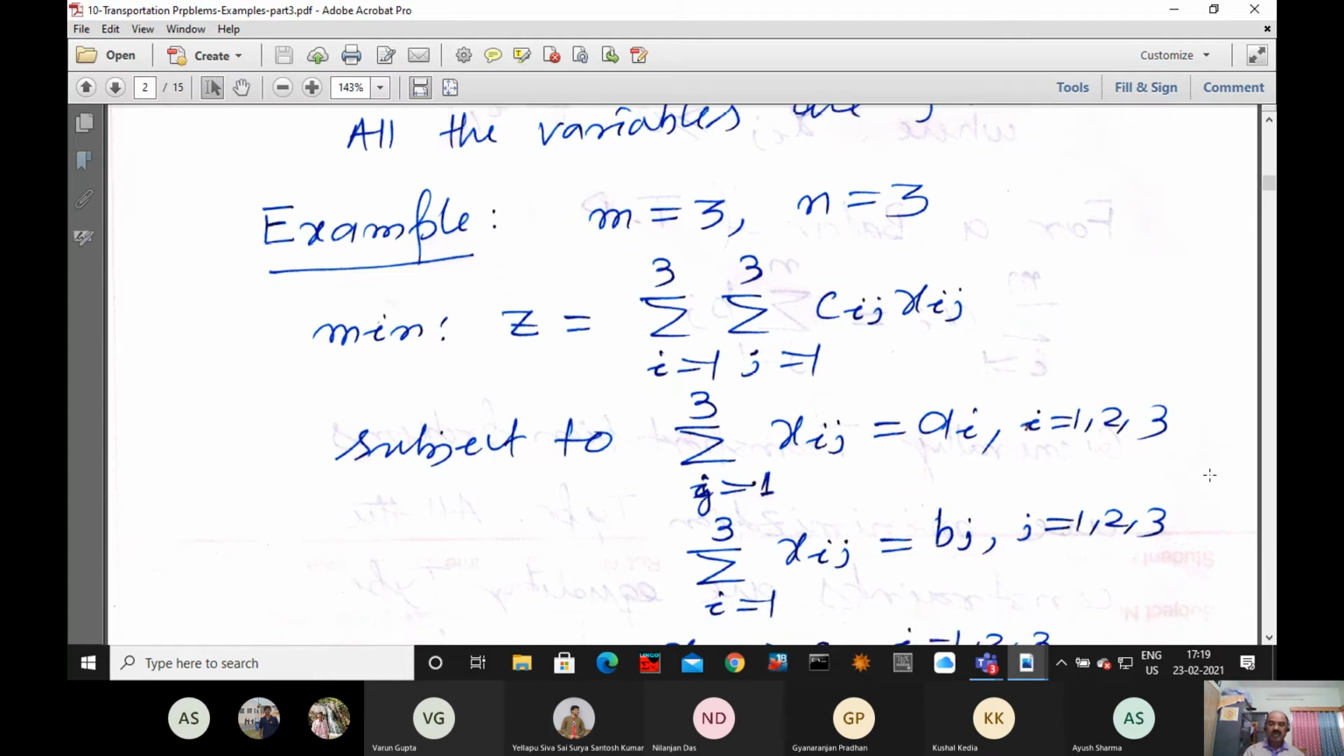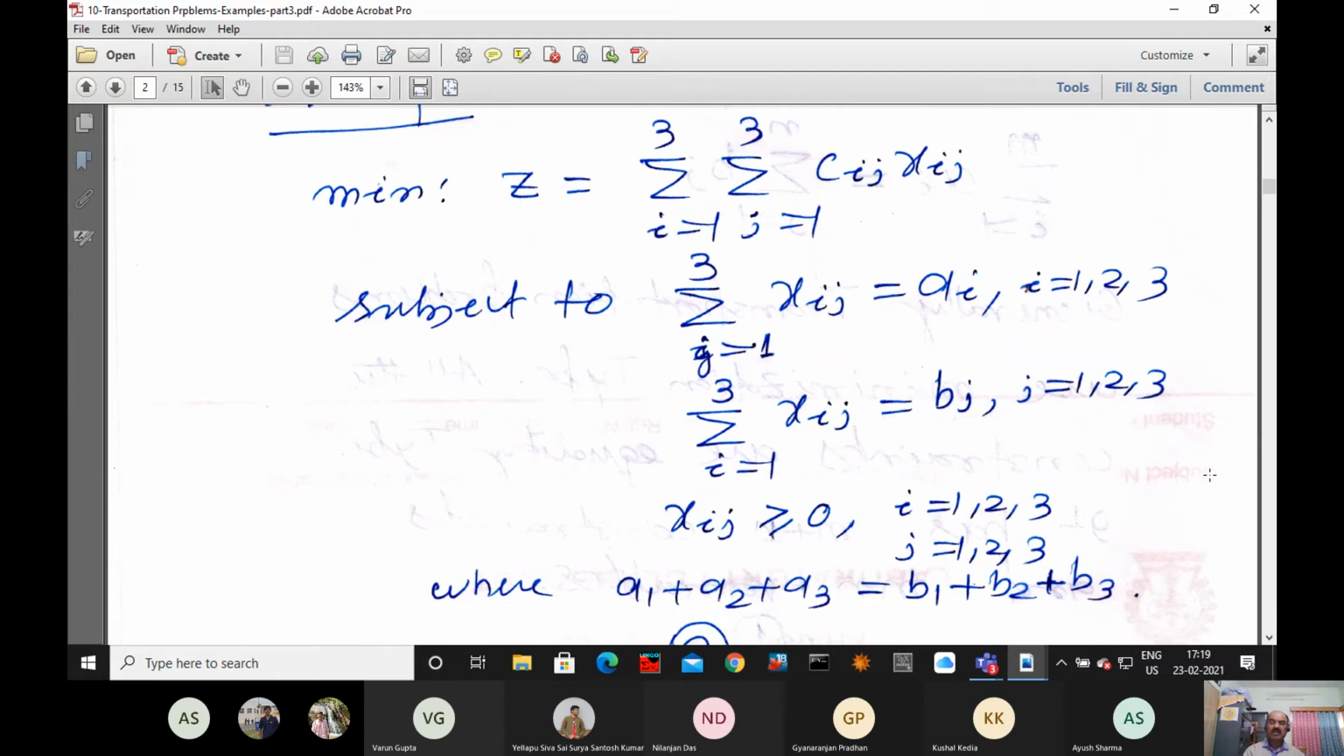With respect to this present problem, we have the primal variables, and all these primal variables are non-negative: x11, x12, x13, they are non-negative, x21, x22, x23, they are non-negative, x31, x32, x33, they are also non-negative. There are 9 primal variables. And since it is a balanced transportation problem, A1 plus A2 plus A3 equals B1 plus B2 plus B3.